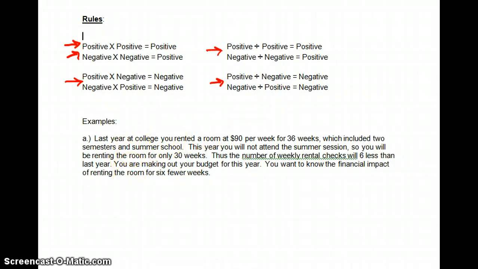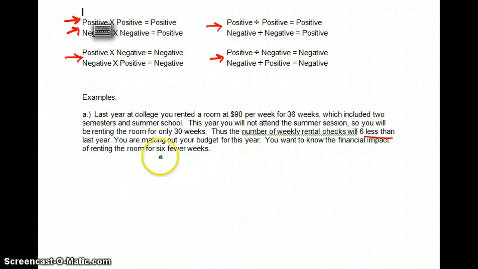So our first example here says that last year at college you rented a room at $90 per week for 36 weeks, which included 2 semesters and summer school. This year, you will not attend a summer session, so you will be renting the room for only 30 weeks. Thus, the number of weekly rental checks will be 6 less than last year. Okay? You're making out your budget for this year. You want to know the financial impact of renting the room for 6 fewer weeks.